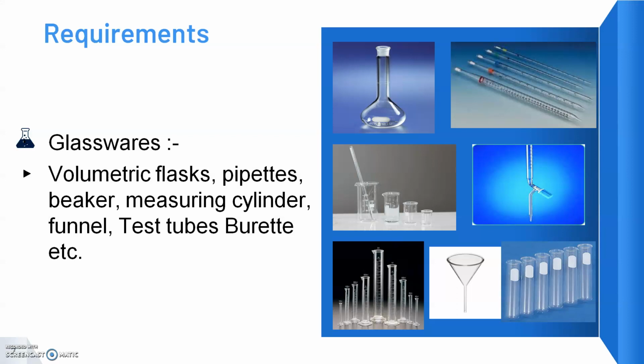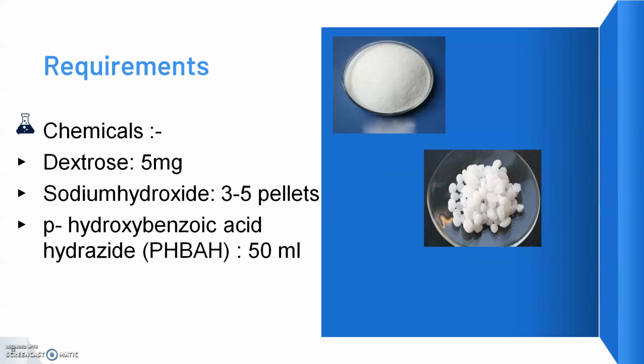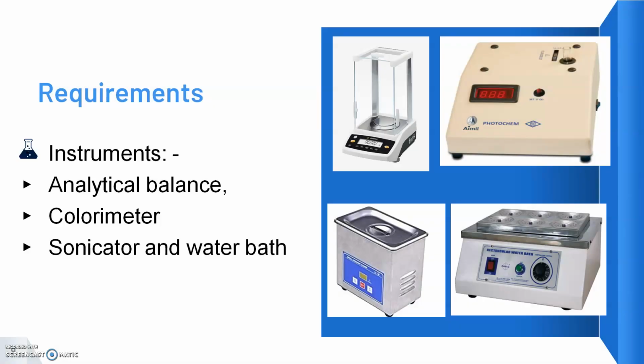The requirements: first is glassware, that is volumetric flask, pipettes, beakers, measuring cylinder, funnel, test tube, and burette. The next requirement is chemicals. Dextrose 5 mg is required, then sodium hydroxide 3 to 5 pellets, and para-hydroxybenzoic acid hydrazide 50 ml as a reagent. The next requirement is the instruments: analytical balance, colorimeter, sonicator and water bath.